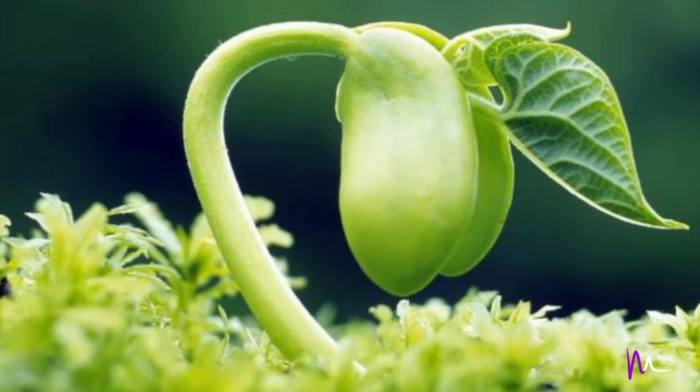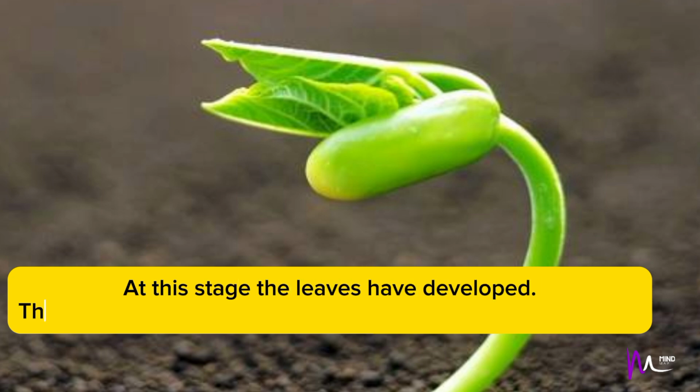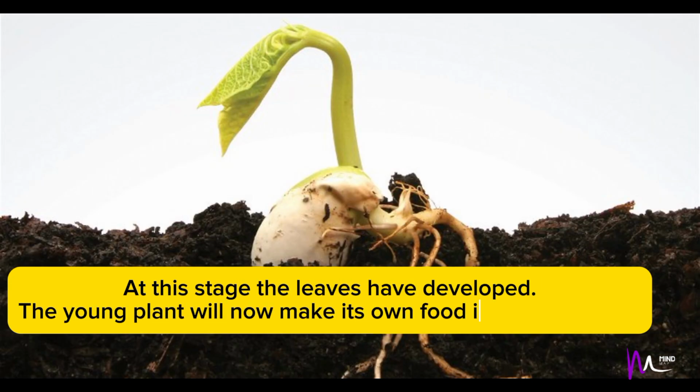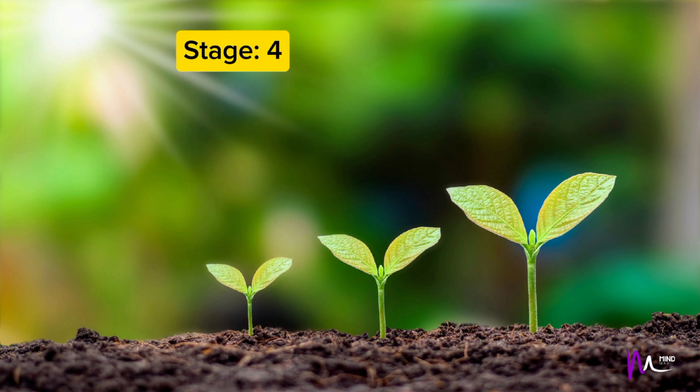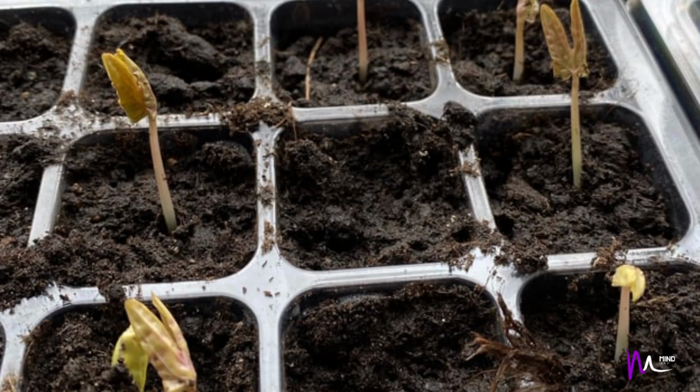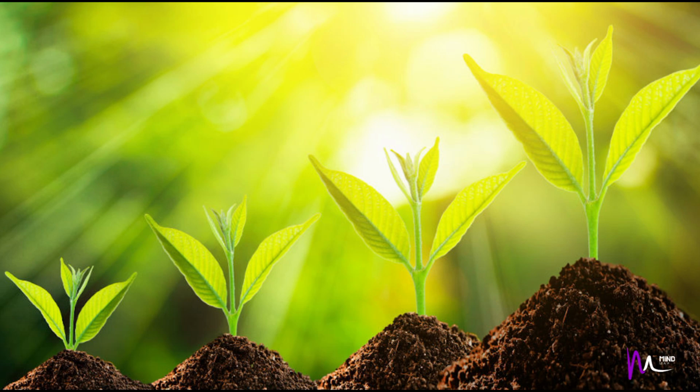Stage 3. At this stage, the leaves have developed. The young plant will now make its own food in order to grow. Stage 4. After some time, the seed leaves drop off. The young plant needs light, air, and water to make food and grow well.